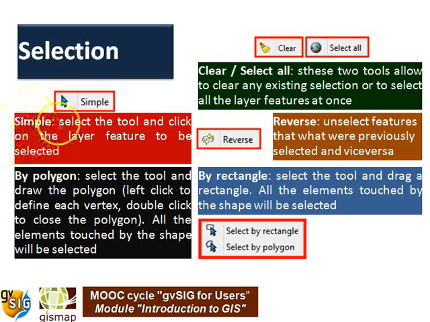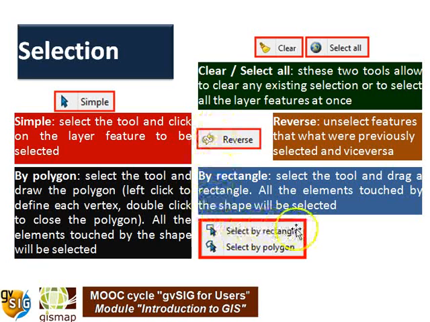Other selection tools are simple. You just single click on a feature, and it will be highlighted, becoming yellow. Then you can use clear all or select all. By clear you clear all the previously done selections. By select all you select all the features in the selected layer. Reverse means that everything that has been selected will be unselected and vice versa.